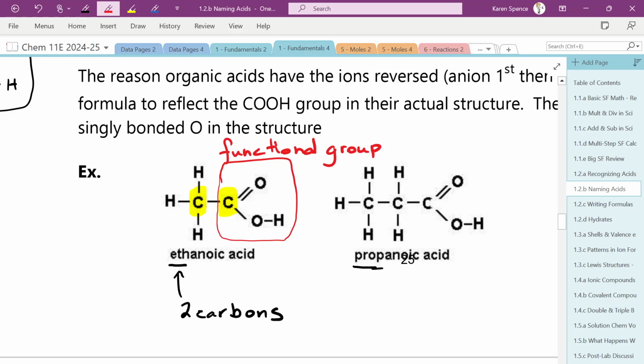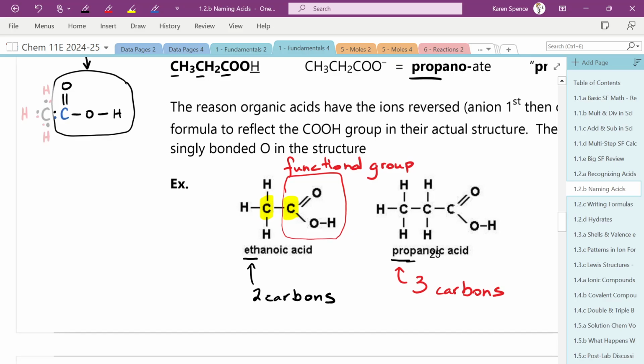And prop, how many carbons is prop? 3. 3 carbons. And one of my students a couple years back came up with a little mnemonic device to remember the first 4 prefixes, which was me, eat, peanut, butter.